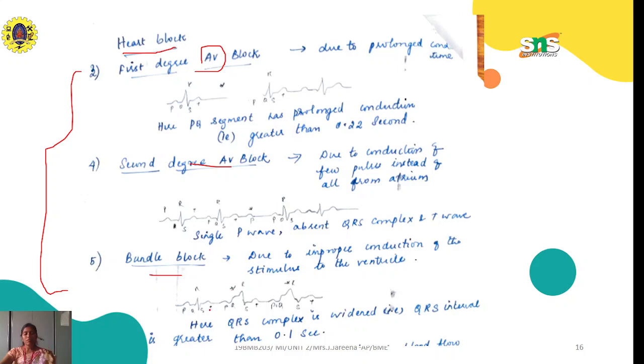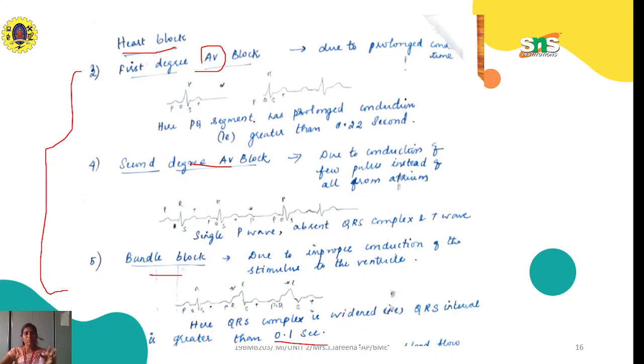In bundle block patients, the ECG waveform has a QRS complex that is widened compared to the normal, that is, greater than 0.1 second. The reason for this bundle block is improper conduction of the stimulus to the ventricle, that is, improper conduction of ventricular stimulation. This is the reason for bundle block. You can have a problem with the QRS.